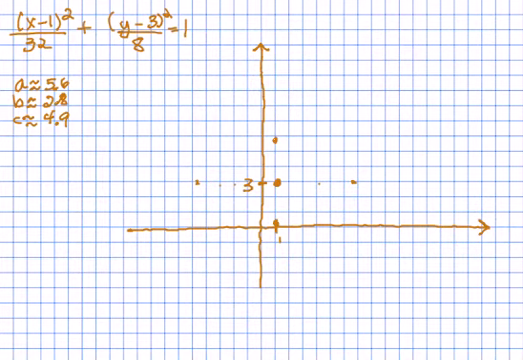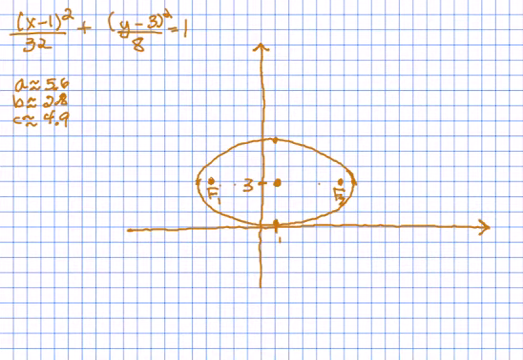And our ellipse would look something like this. The foci, if we want to go ahead and graph those on our ellipse, remember that they're going to be plus or minus the square root of 24 from the center, which is approximately 4.9. So maybe about here for focus 1, and about here for focus number 2.